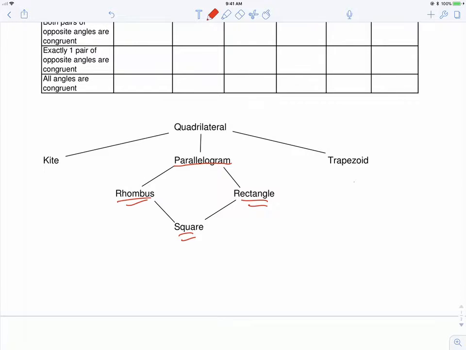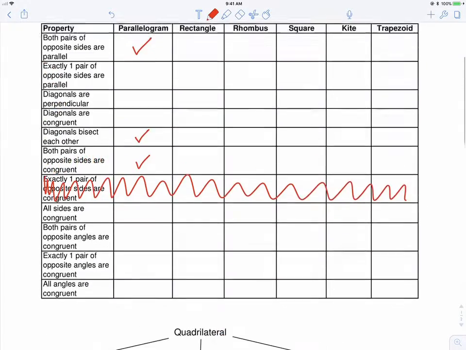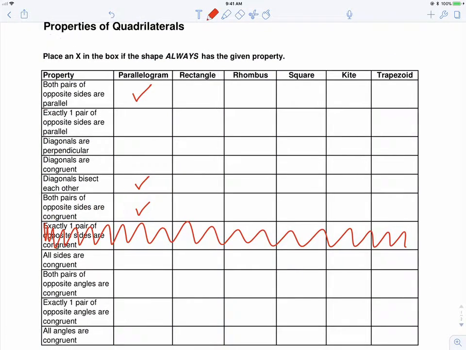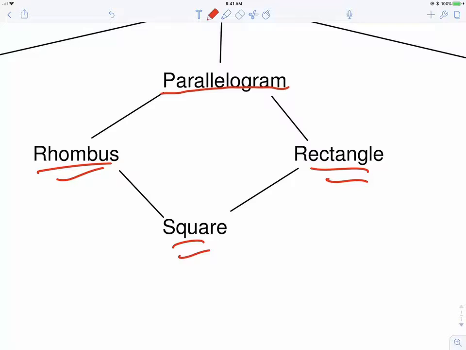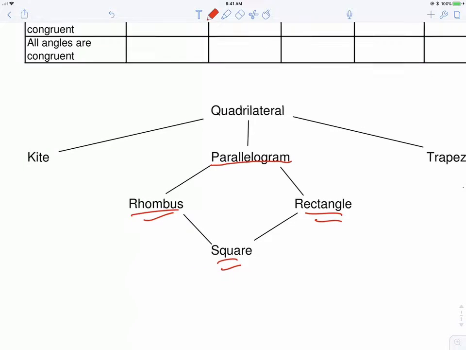Now, because they're classified as parallelograms, that means they'll have all the properties a parallelogram will have, and they're special parallelograms, so they'll have even some more properties that parallelograms didn't. So that's where we're going to start our list. A parallelogram had both pairs of opposite sides are parallel. Well, a rectangle and a rhombus and a square all have those because they're all classified as parallelograms. Again, based on this idea here that they're underneath parallelogram in the family tree.